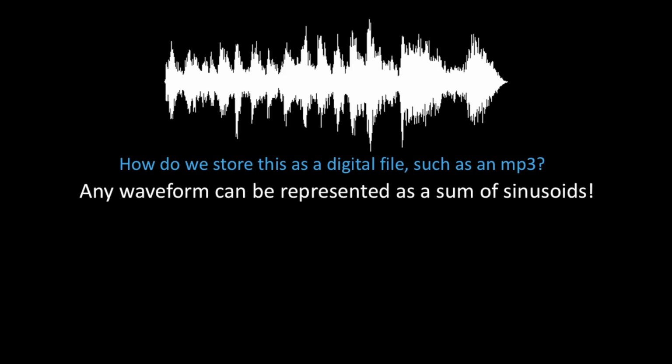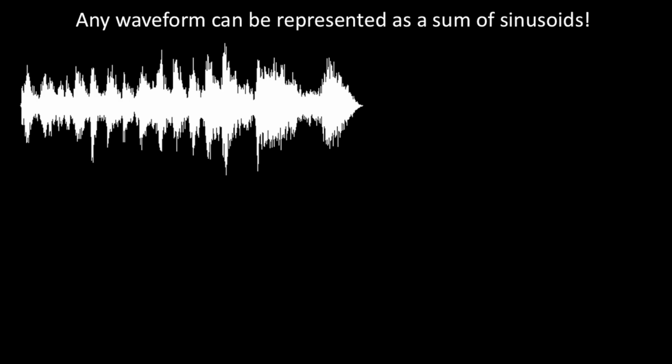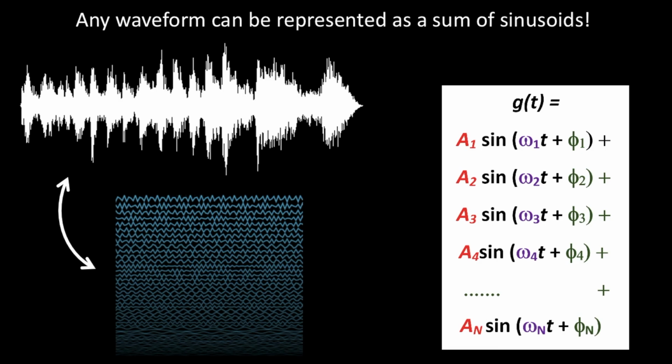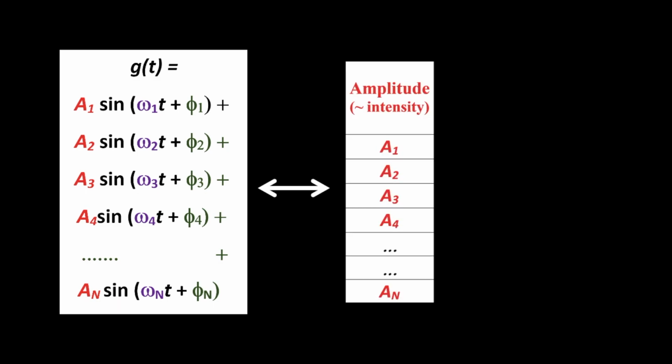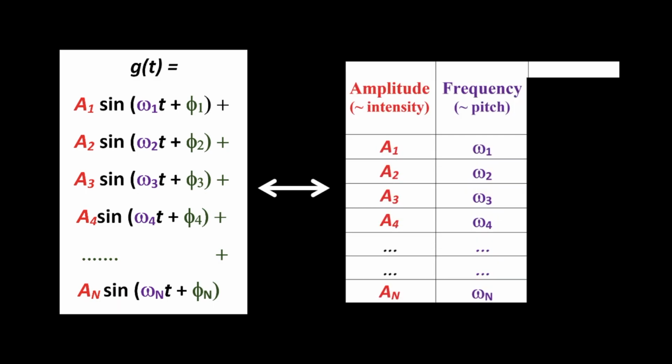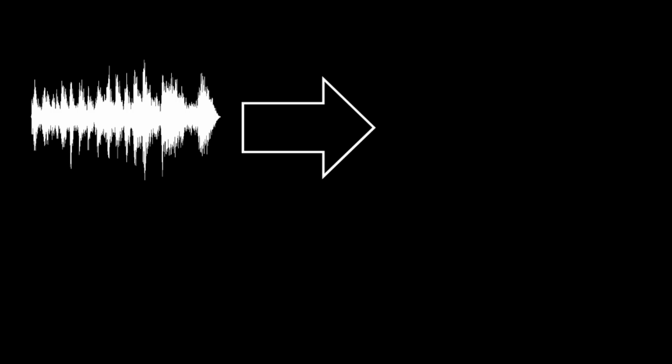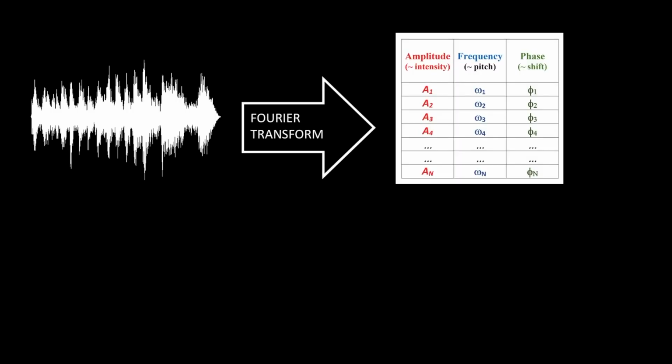Remember, Fourier discovered that any function can be written as a sum of sinusoids. That means that our waveform can be written as a sum of n terms, like this. Each sine term has an amplitude a sub n, a frequency omega sub n, and a phase shift phi sub n. We can extract the coefficients or amplitudes a, the frequencies omega, and the phases phi, and construct a table. This series of numbers can become a digital file, such as an MP3. Our file can be transmitted via the internet or saved on an electronic device. If we would like to compress or reduce the size of the file, we can reduce the number of terms.